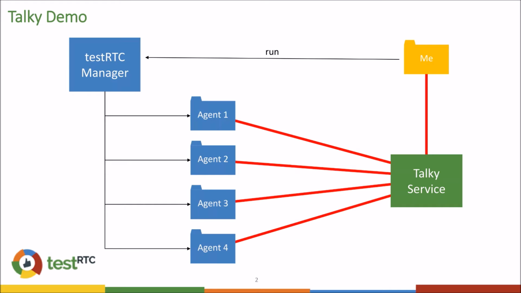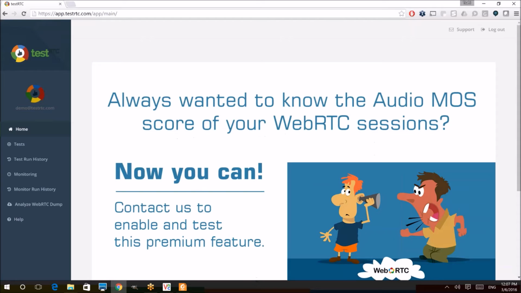What I'm going to do is I'm going to use my own desktop browser, and that's the yellow drawing here. I'm going to dial into a Talky service and wait there. From my browser, I'm going to run a test in the testRTC manager. The testRTC manager will go to 4 different agents, 4 additional virtual browsers that are going to connect to the same room where I'll be waiting in the Talky service. Let's see what happens then.